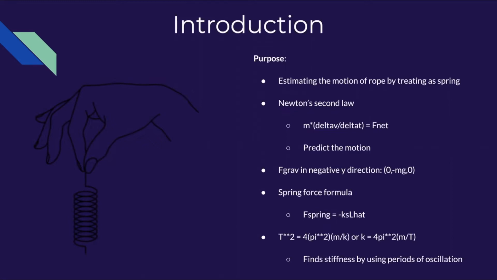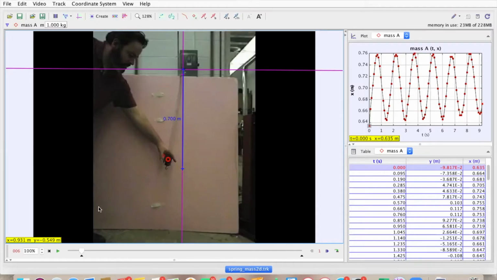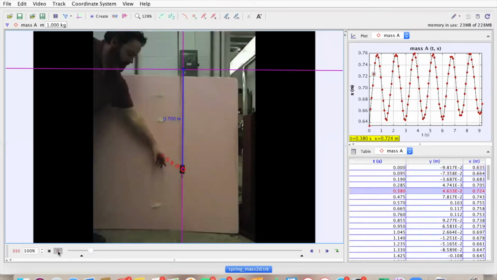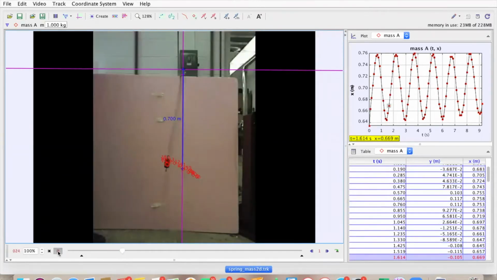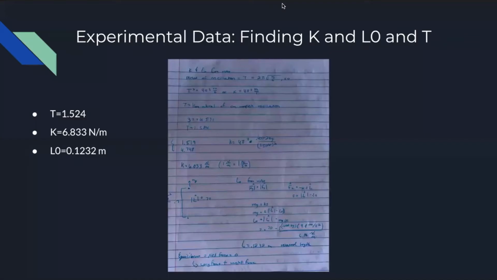So if we go into our tracker and we analyze the video, you can see that the object is moving and oscillating, hence the red dots that are following it all the time. If you look in the top right, you can see that it is oscillating up and down, up and down, up and down, tracking the motion of it in the X and Y direction and tracking the seconds of it. Now we had to find the spring stiffness, the relaxed length, and the periods of oscillation. Here, I just took a picture of what I actually did to compute it. I can walk through it real quickly.